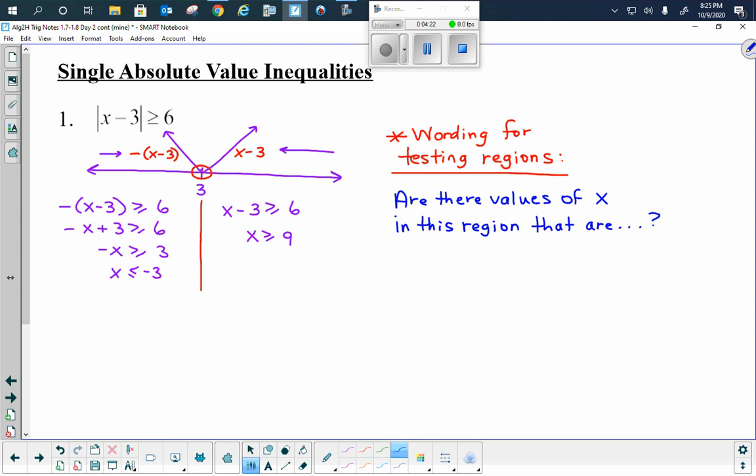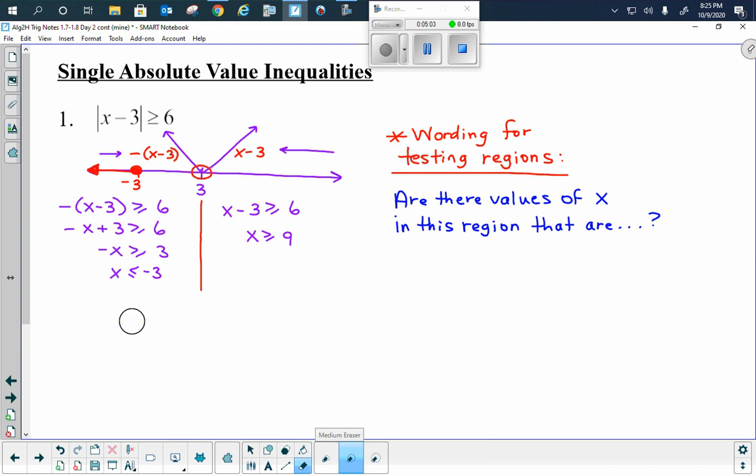And by that, I mean the following. So here we go. If I am looking at this on the left, I'm asking myself, are there values of x in this region, meaning to the left of 3, that are less than or equal to negative 3? Well, yeah. Here is negative 3. Are there values in this region that are equal to it and less than it? Yep. I am giving you a graphical representation of that up on the number line.